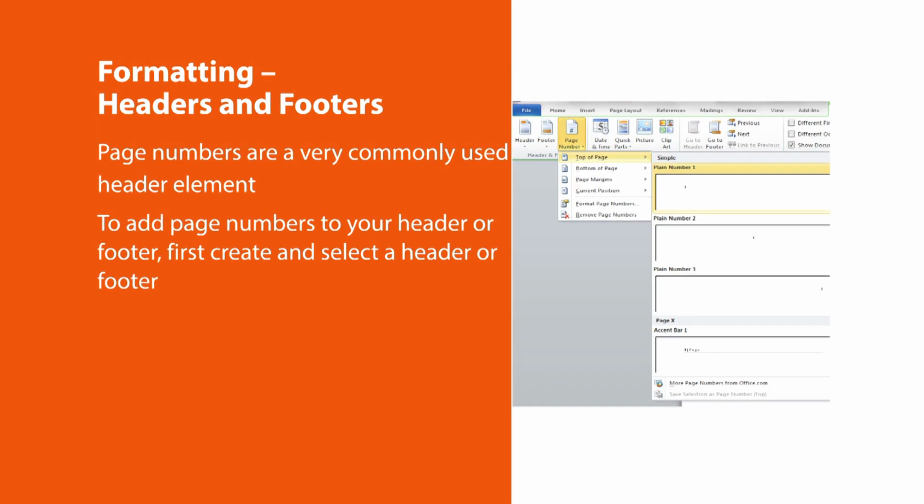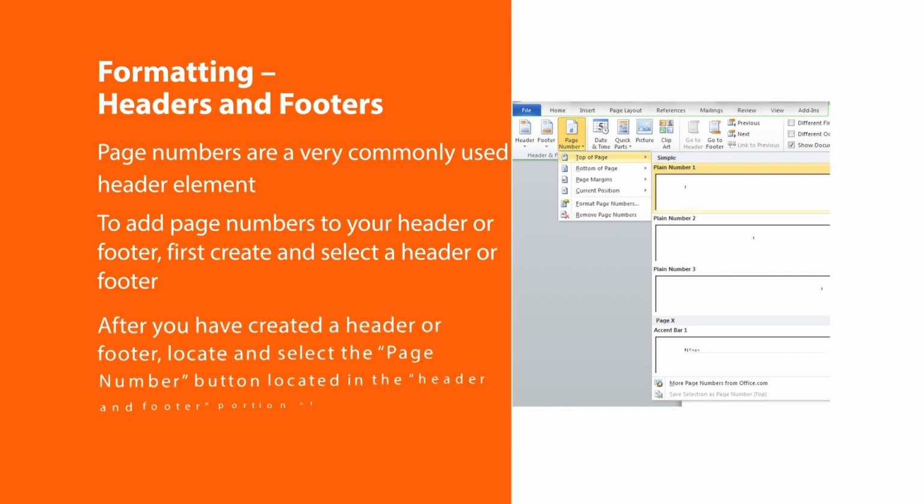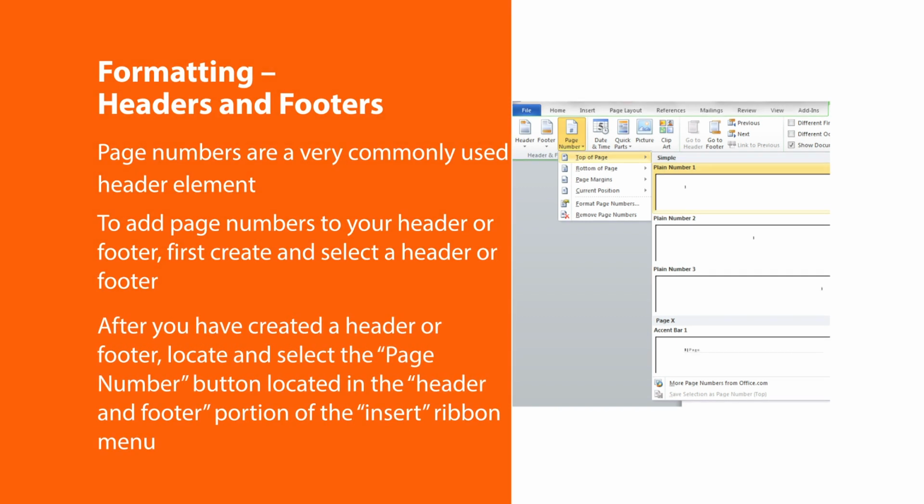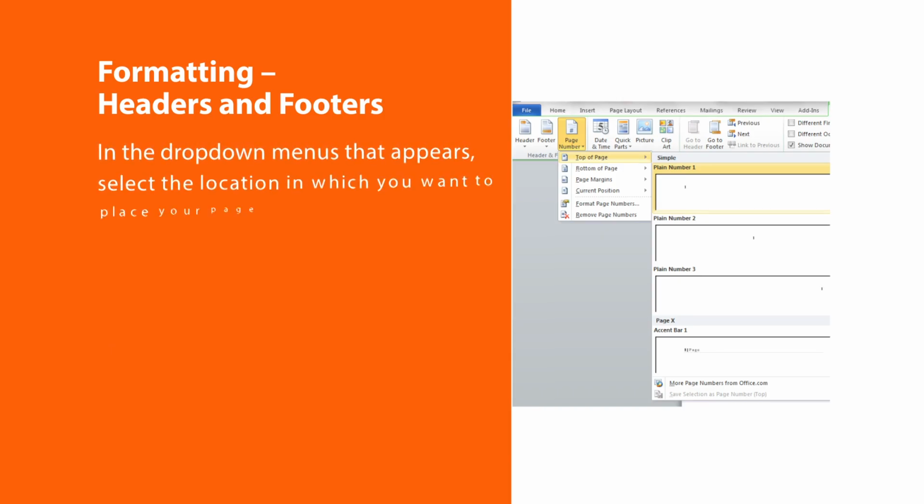Page numbers are a very commonly used header element. To add page numbers to your header or footer, first create and select a header or footer. After you have created a header or footer, locate and select the page number button located in the header and footer portion of the insert ribbon menu, and in the drop down menus that appear, select the location in which you want to place your page number.